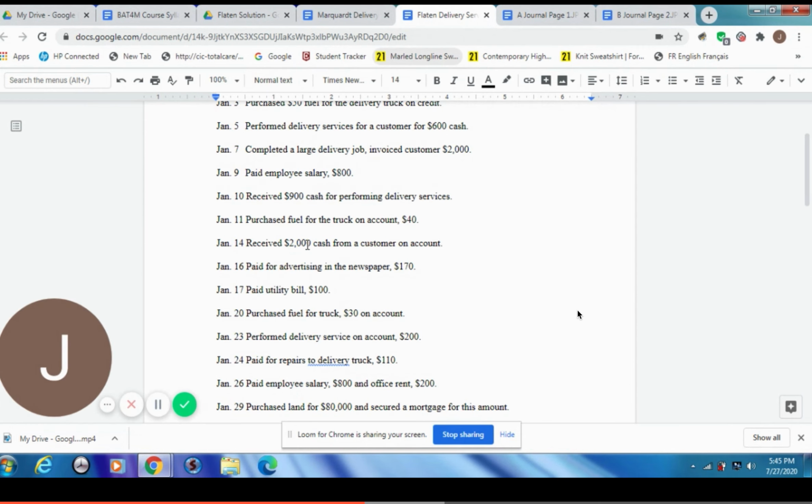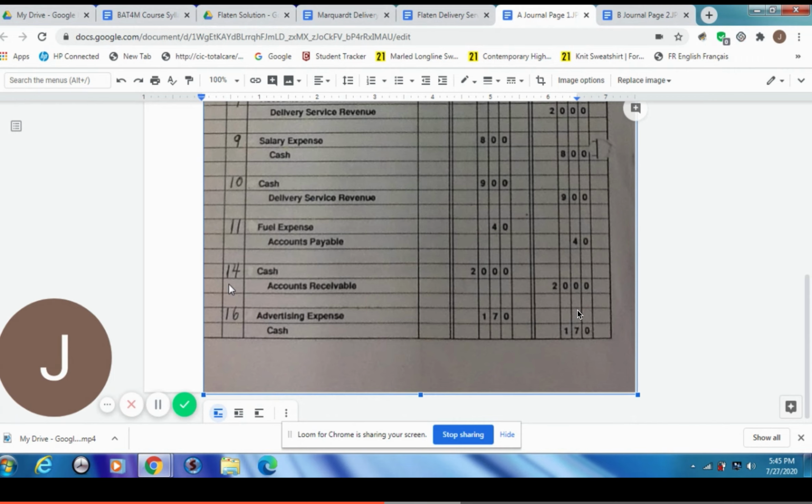And the next transaction is on the 14th. And it says we received $2,000 cash from a customer on account. All right, so we're not making a sale here. We are receiving payment for a previous sale that we made. Okay, and so let's go to the journal and take a look at that one. And put the date in on the 14th. We debit cash because we're receiving $2,000 in cash, and we credit accounts receivable because this is a receipt on account for 2,000. It's not a sale.